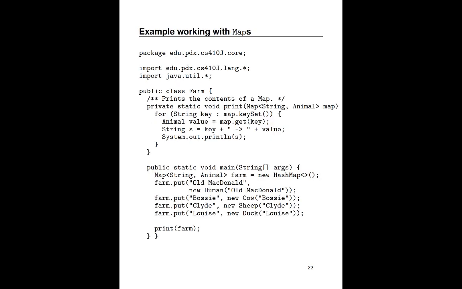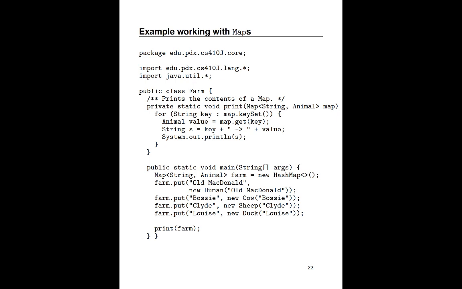Finally, let's take a look at working with maps. So again, maps maintain a mapping between a key object and a value object. And maps are generified to be able to specify the specific type of the keys and a specific type of the values. So at the beginning of this Farm class, we have a print method that will print out the contents of a map that associates a string and an animal.